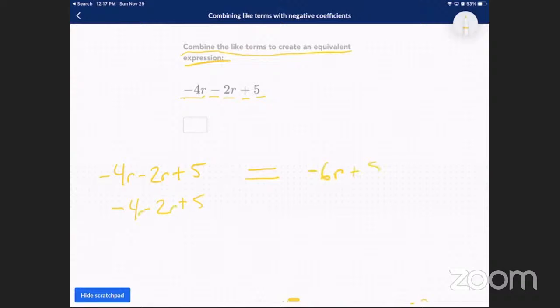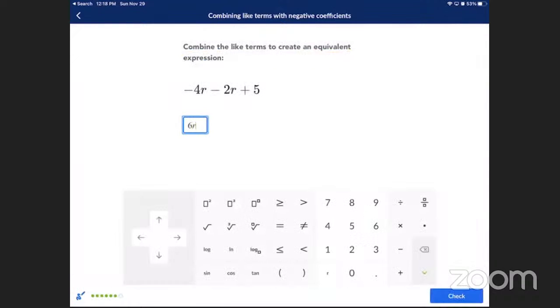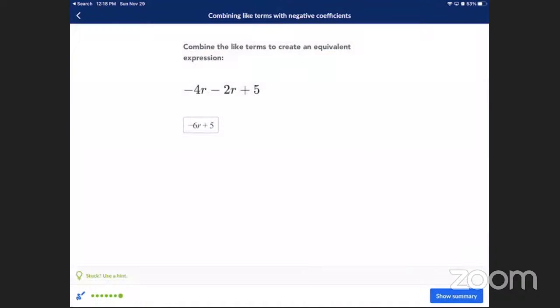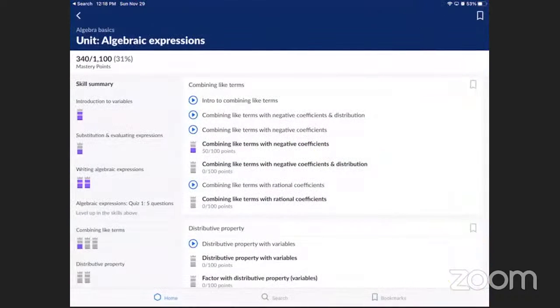And then we have the plus 5, because since there's no other variable, this is called the coefficient, and this is called the constant. Because this doesn't have an r or any other letter, we just place it over here like that, and it even keeps its positive sign there. So we'll just say negative 6r, and let's bring back plus 5. All right, and we can complete that. All right, so now we have that.